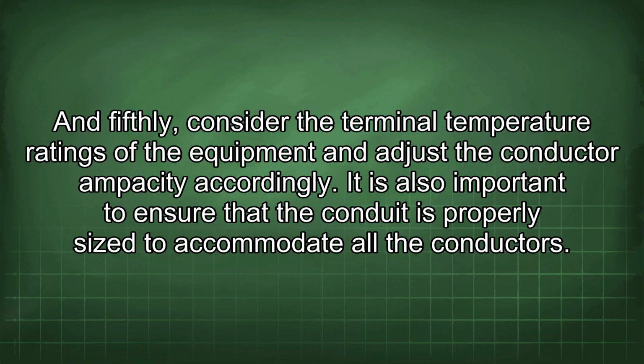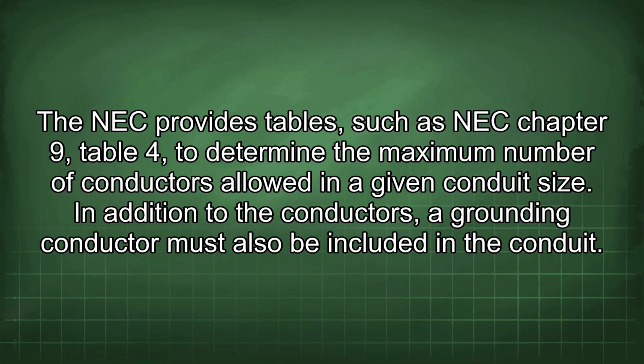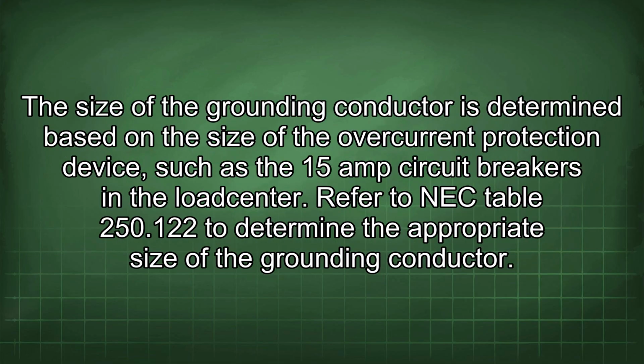It is also important to ensure that the conduit is properly sized to accommodate all the conductors. The NEC provides tables such as NEC Chapter 9, Table 4, to determine the maximum number of conductors allowed at a given conduit size. In addition to the conductors, a grounding conductor must also be included in the conduit. The size of the grounding conductor is determined based on the size of the overcurrent protection device, such as the 15 amp circuit breakers in the load center.